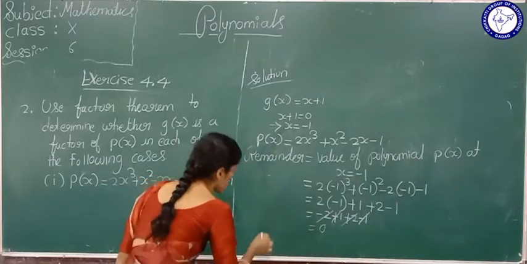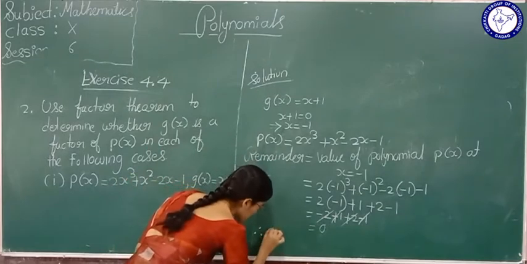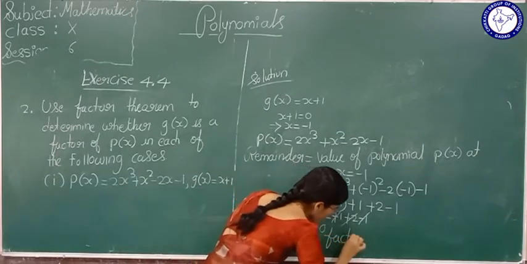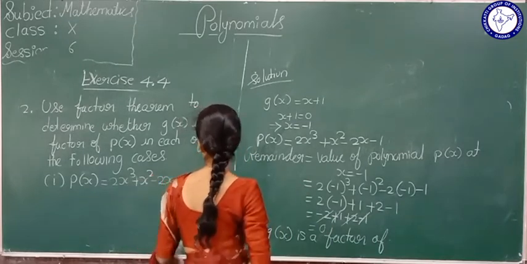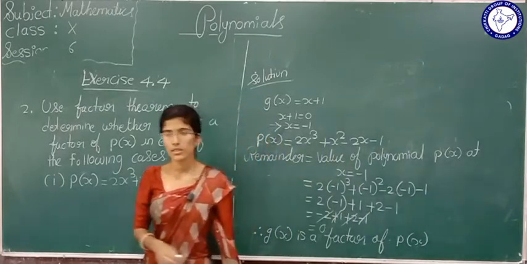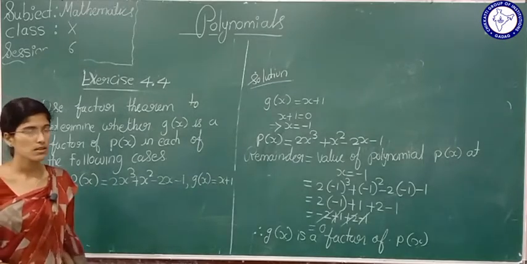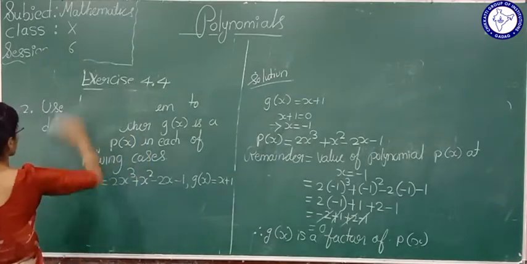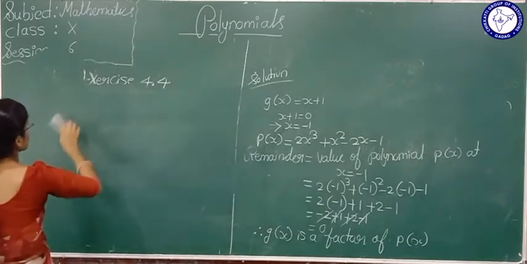So therefore what can we tell? Therefore g of x is a factor of p of x. Okay, in the same manner you have to solve the remaining problems. Now I will go for the fourth main. The third main you have to solve by yourself. The same kind of problem I solved in a worked example.